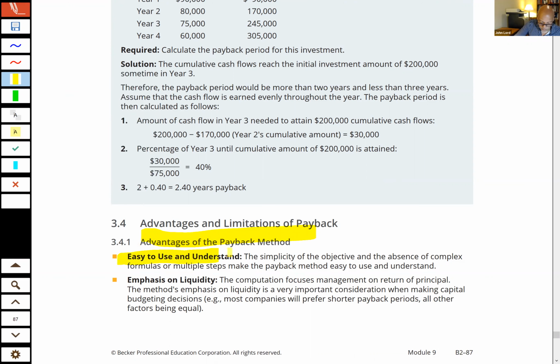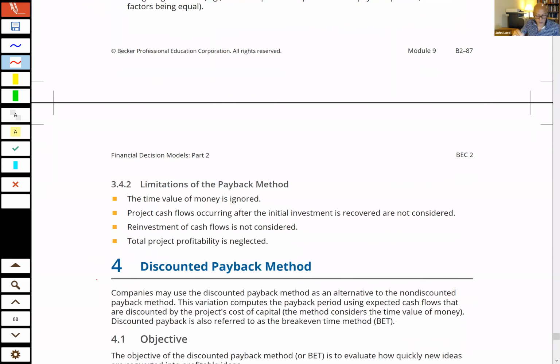And emphasis on liquidity, because we're really focusing on how long it's going to take us to recoup our investment. Okay, so you can go ahead and flashcard those advantages, disadvantages. Now, the limitations you can flashcard is that it's ignoring the time value of money. It's saying a cash flow 3 years from now is just as valuable as a cash flow today or tomorrow, and that's not true. Project flows occurring after the initial investment is recovered are not considered. Reinvestment of cash flow is not considered, and total project profitability is neglected.